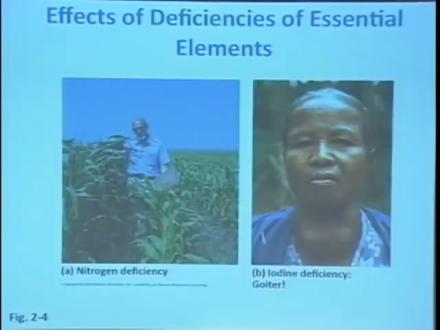On the right-hand side, this is an example of a disease that comes about if humans have a deficiency of a trace element, iodine.